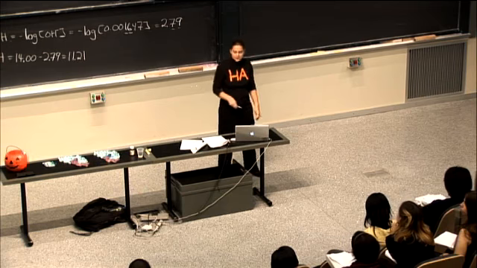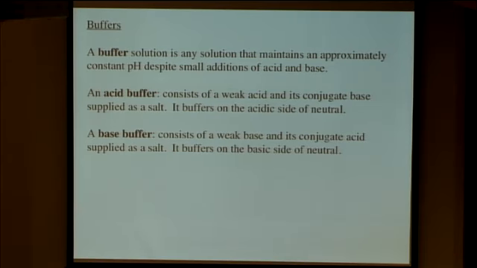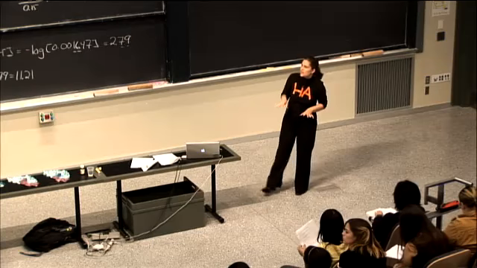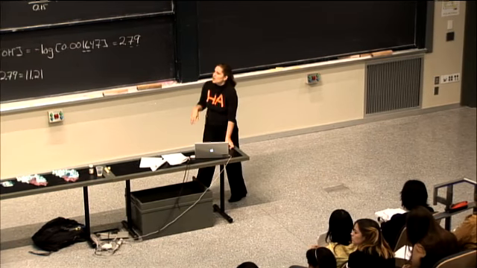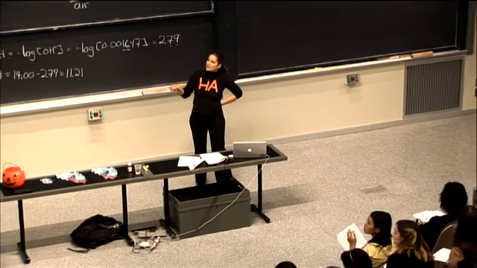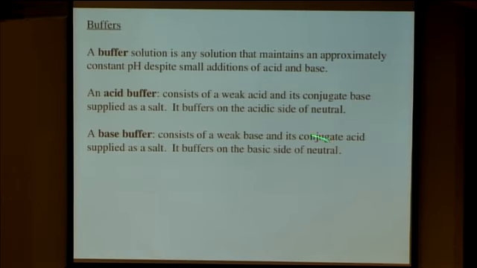All right, so now in the last couple of minutes, I just want to introduce buffers very briefly. A buffer is something that maintains the pH of a solution. So it's going to buffer that solution. If you add a little bit of strong acid or a little bit of strong base, it doesn't matter. The pH is going to stay the same. There are two kinds of buffers. You have an acid buffer, which maintains the pH on the acidic side of neutral, and a basic buffer, which will maintain the pH on the basic end of the pH scale.